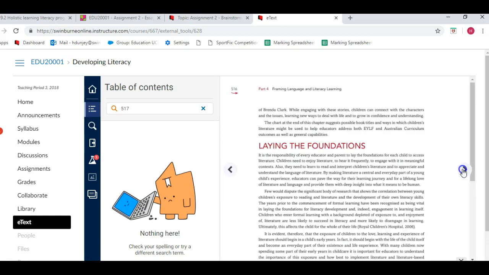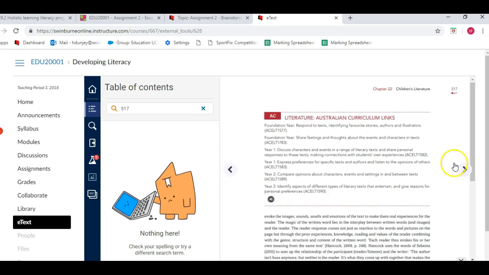And then I'm going to show you where in your e-text has got some great links to the Australian curriculum. So there's fantastic links here that you could probably use for actually the standalone, and also if you chose the integrated program as well. So have a look at those links in the Australian curriculum, and that's on page 517 in your e-text. So that's really important that you have a look at those.